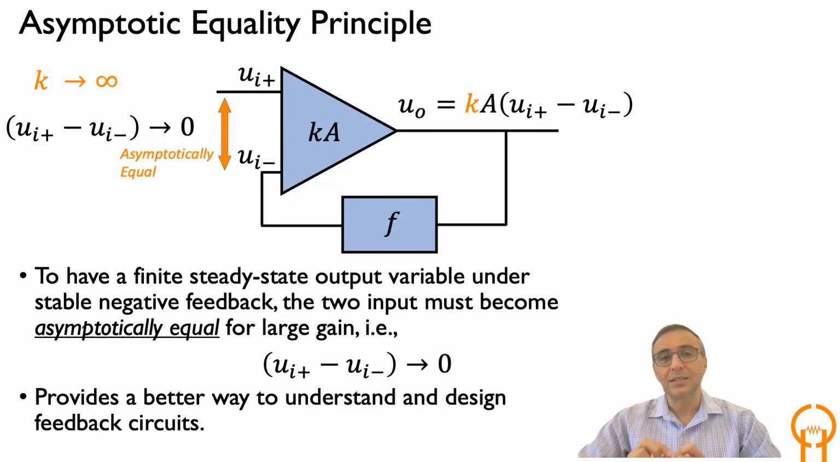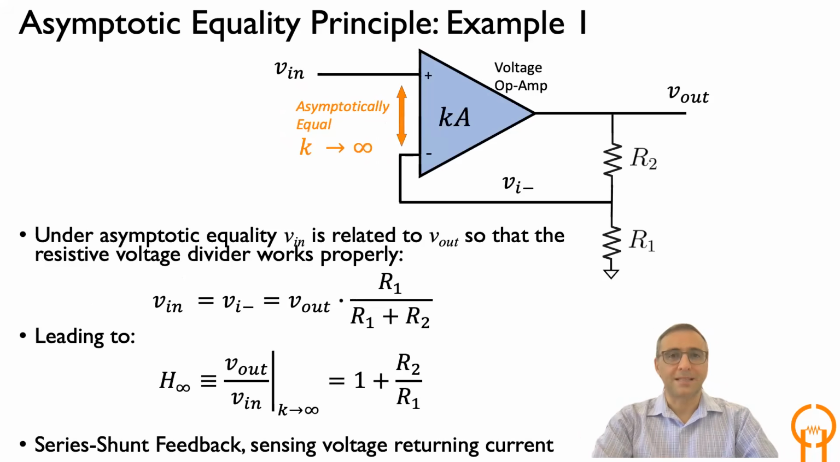And this is a very important and useful feature, this asymptotic equality, because it allows you to make very simple calculations to determine the behavior of a negative feedback network. And I can use it, and then you can use that result in the design phase. So let's do a couple of examples to see what we mean.